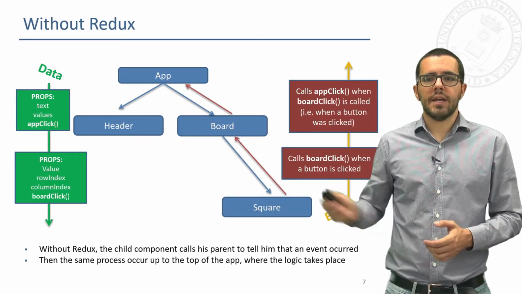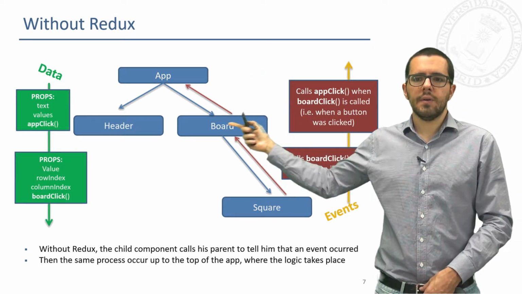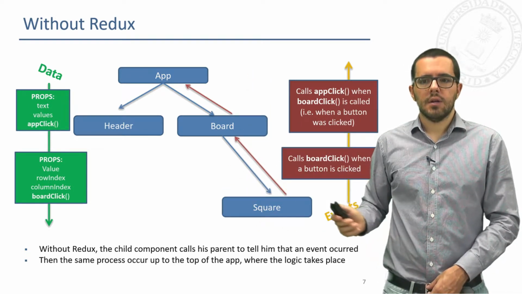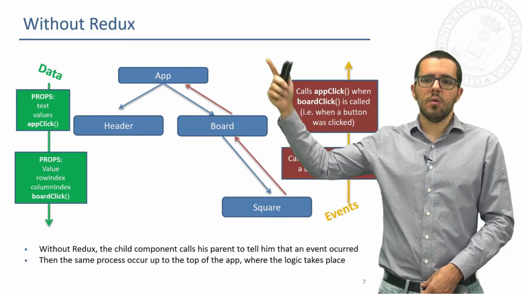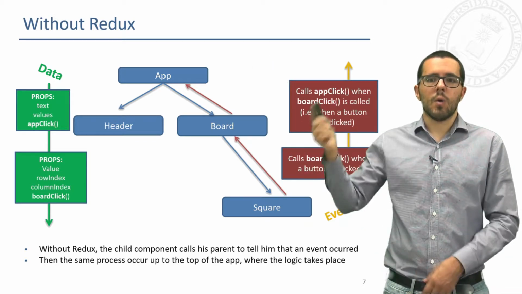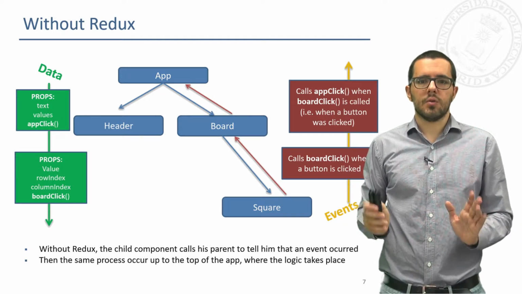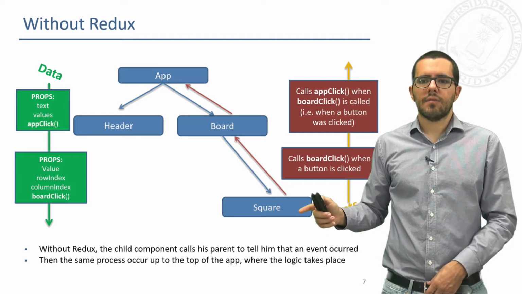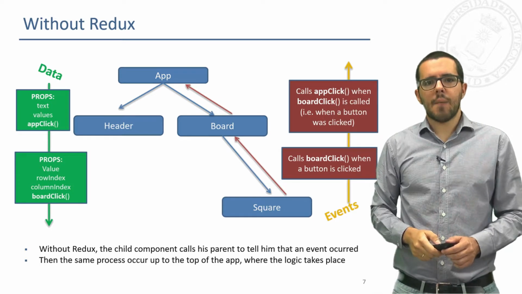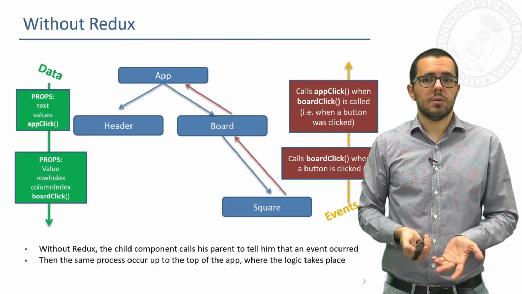For example, in an application where we have an app component, a header, a board, and a square, we have this one-way data flow in React, and we have this event data flow that goes from child to parent to parent. Perfect. That's one-way data binding. That's good just with React, without Redux. That's good enough, but we have this event flow and the logic will be in the app component. But remember that React is just the view layer.